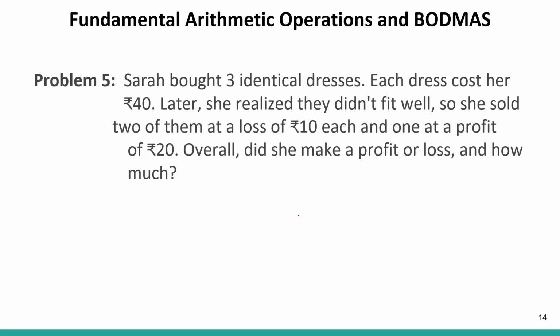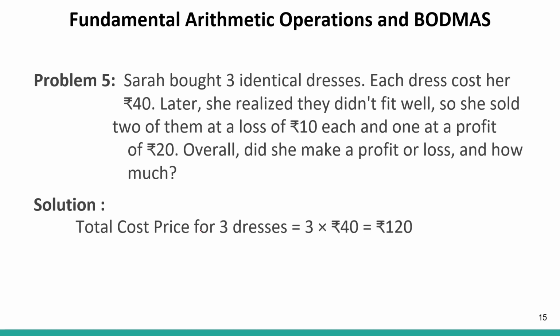Okay, let's see problem number 5. Sarah bought 3 identical dresses. Each dress cost her 40 rupees. Later she realized that they didn't fit so well, so she sold 2 of them at a loss of 10 rupees each and she sold 1 of them at a profit of 20. So overall she made some transactions. All we need to evaluate right now is, did she make some profit or loss? If so, then how much?